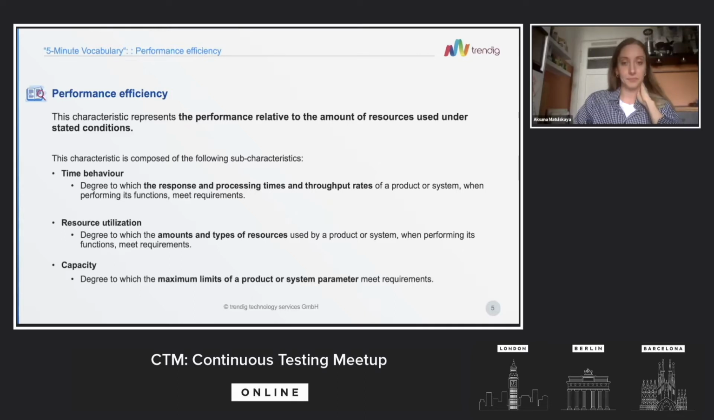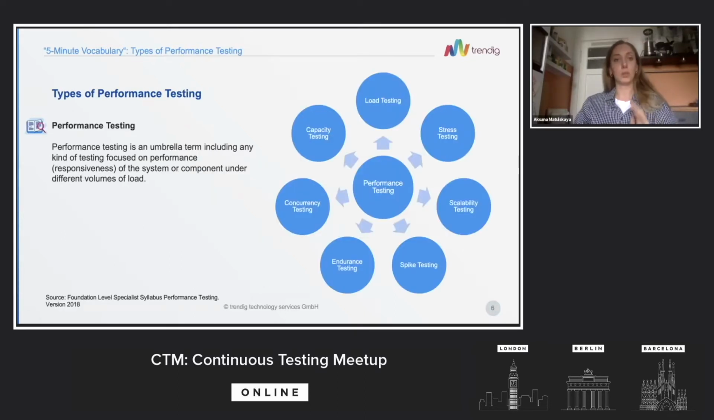So the next point I want to look at today, but only 3 of them, not all, because we will run out of time, is types of performance testing. According to ISTQB, there are 7 types of performance testing. And performance testing is an umbrella term for any kind of testing focused on the performance of a system or component under different volumes of load. So let's check the first definition.